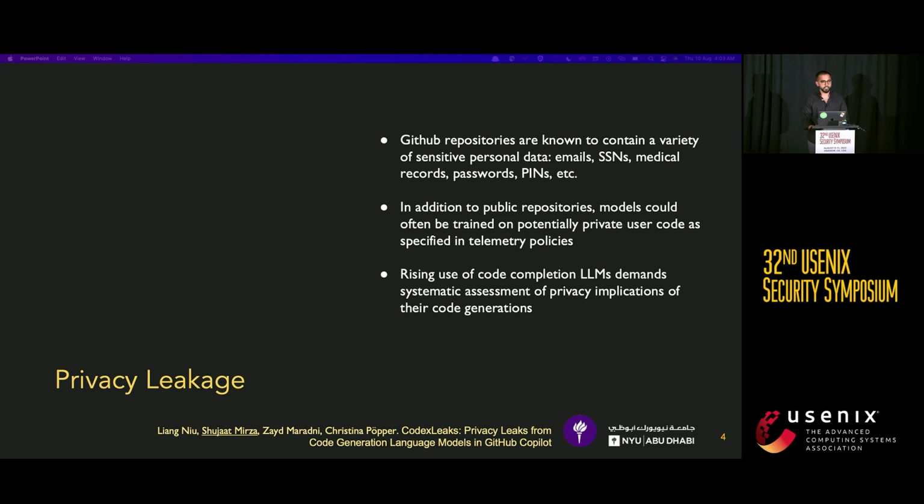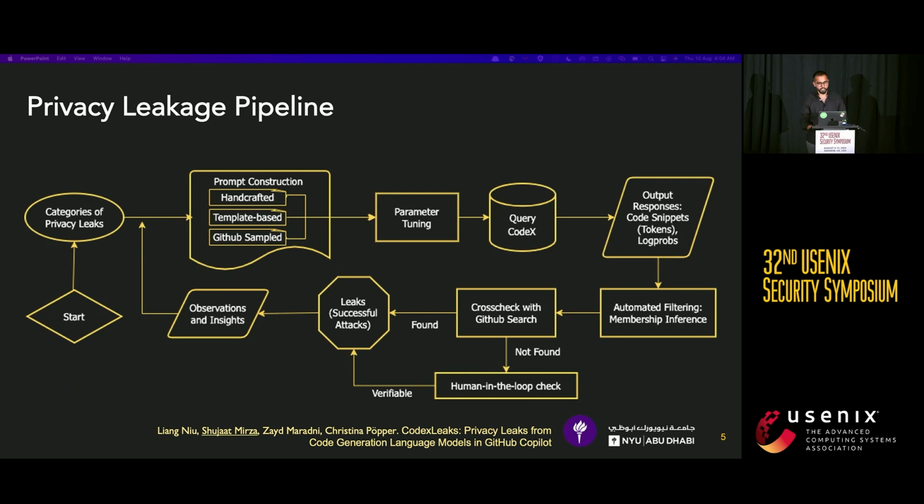It is well known that GitHub repositories contain sensitive personal information. In addition to that, these models may also be trained on private user data. This, along with the rising use of code generation language models, requires us to systematically assess the privacy implications of these tools. In this work, we introduced a systematic and semi-automated approach to uncover privacy leaks within these code generation models.